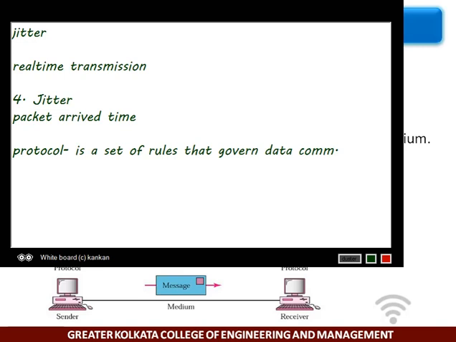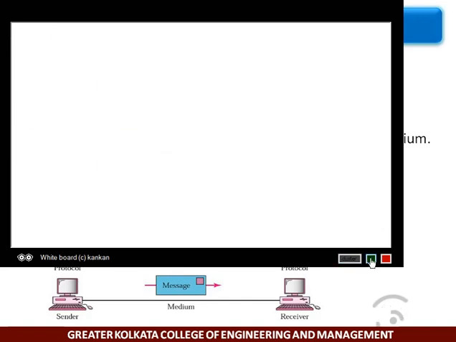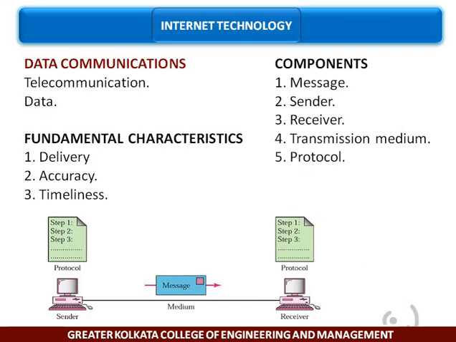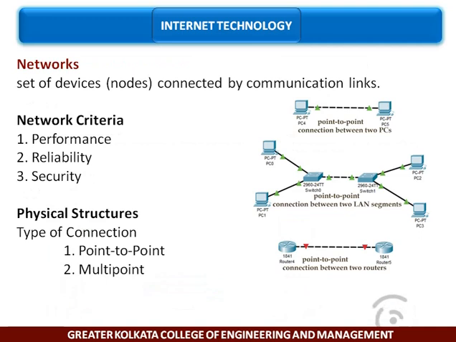Without a protocol, two devices may be connected but not communicating. Just as a person speaking, suppose, French cannot be understood by a person who speaks Japanese. So, a protocol is required to make it convenient for the receiver section. Okay. Now, next we'll discuss networks.